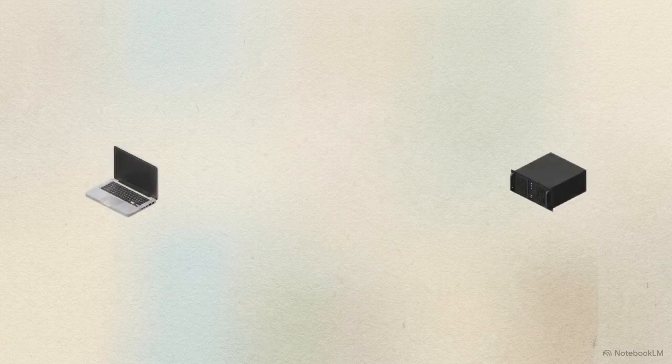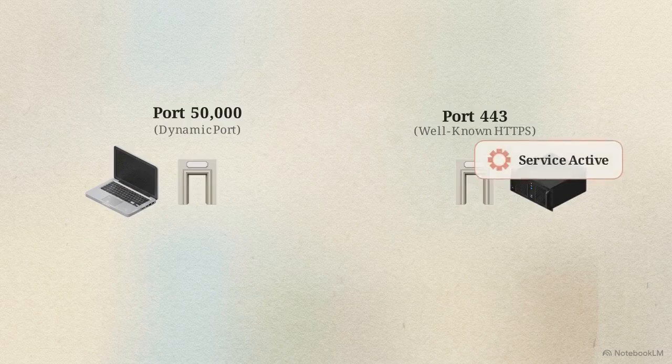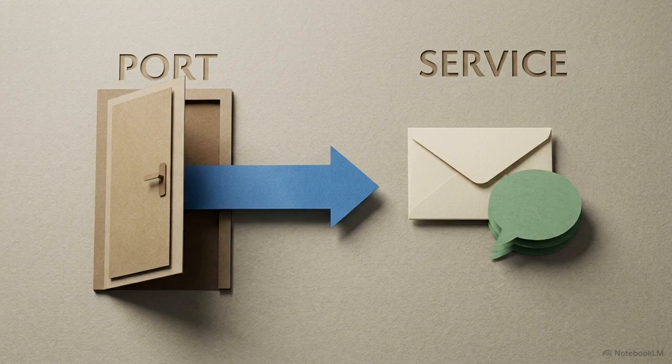Let's track a complete data request. When you load a web page, your web browser assigns itself a temporary high-number dynamic port, like 50,000, to initiate the connection. This request travels across the network and docks into the server's well-known port 443, reaching the web service inside. Here is the summary of the core rules.